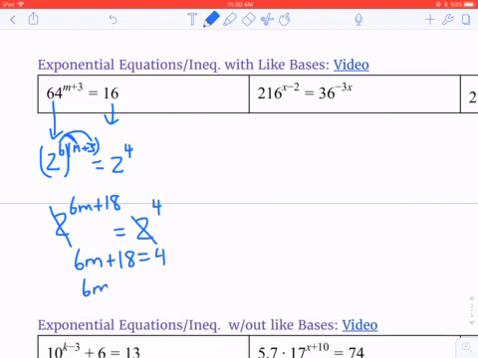We subtract 18, so we would get negative 14. And then we could divide by 6, so m would equal negative 14 over 6, which we could reduce to be negative 7 over 3.